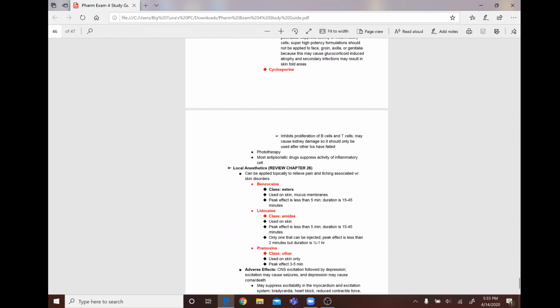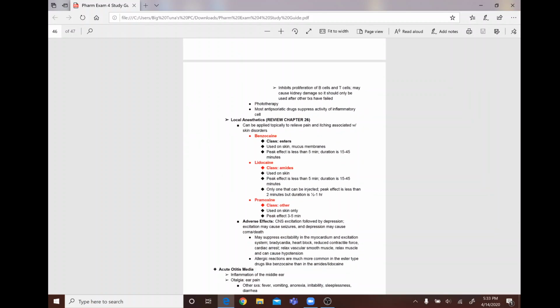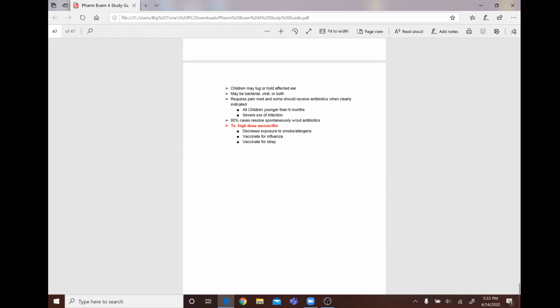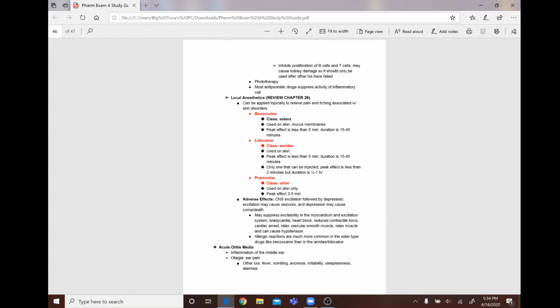Why would we use cyclosporin for psoriasis? Inhibits proliferation of B and T cells, may cause kidney damage, so it should only be used after other treatments have failed. All right. Local anesthetics. We know what those are.